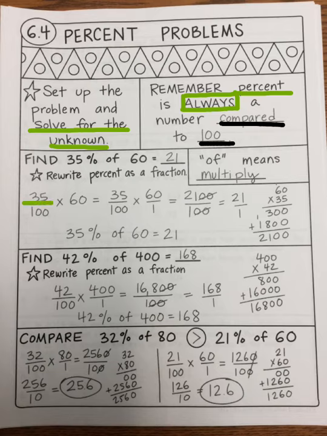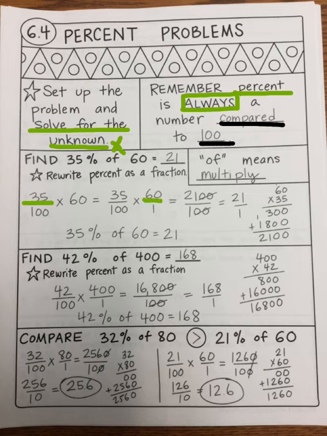Of is always going to mean that you are multiplying. So it's like saying 35%, so 35 over 100 of 60. So you're multiplying by 60. 60 is a whole number, and it can be represented as 60 over 1. So that's what they did here.